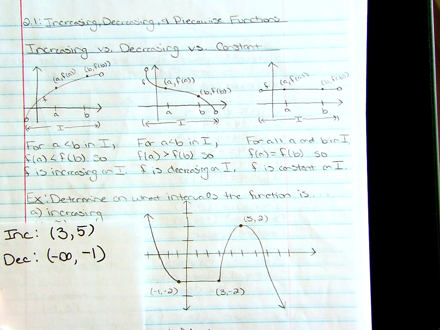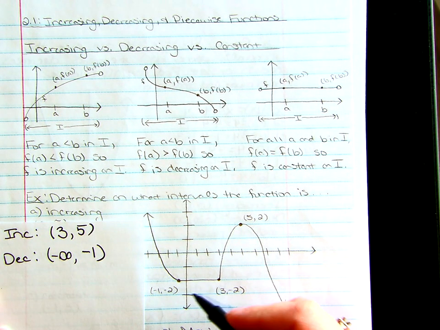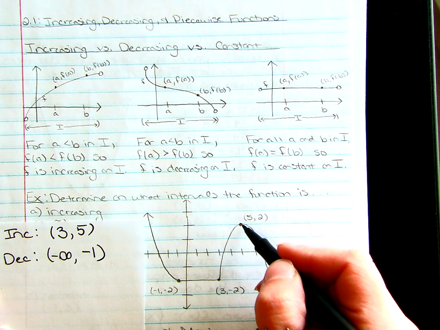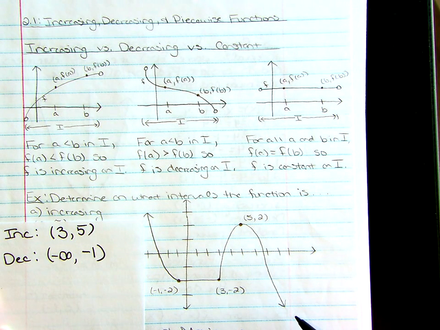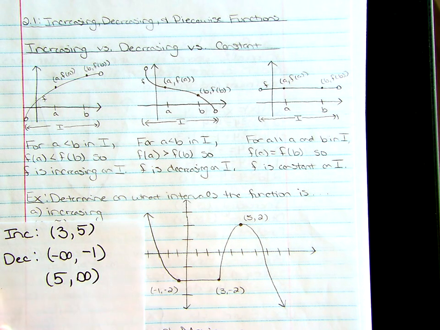Is there any other interval on this graph where we are decreasing? Yes. So we are constant, then we are increasing, and then as soon as we hit 5, we start decreasing again, and it goes on forever until we hit infinity. So 5 to infinity. Notice that all of these intervals, when we are doing increasing, decreasing, and constant, are going to be given with the x values.